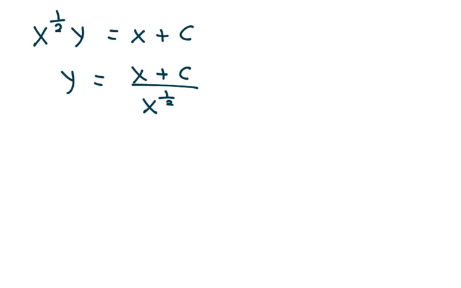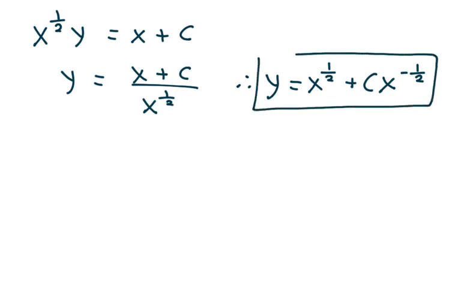And if we want to split off the fraction, that's fine. So you could write this as y equals x to the 1/2 plus cx to the negative 1/2. So remember, x to the first over x to the 1/2 is x to the 1 minus 1/2, right? And this is x to the 1/2. That's where I'm getting that first term from. And that's how you do example 2.